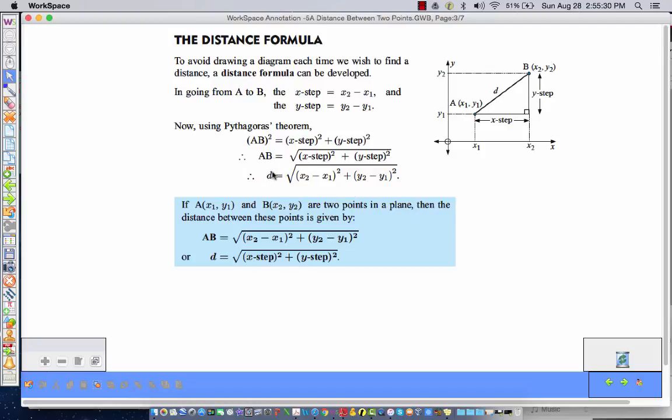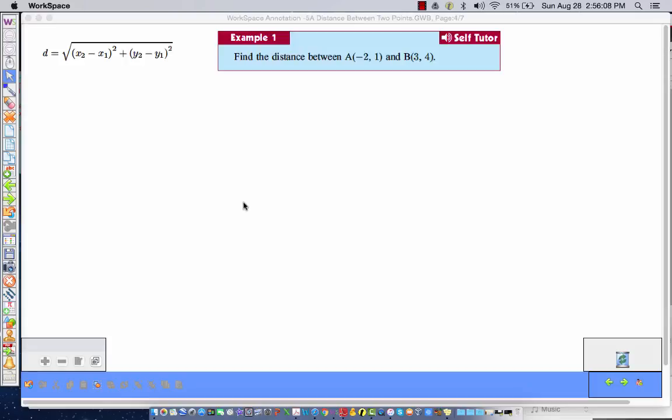I also like how they say that the distance between 2 points is the x step, in other words, the distance between the x coordinates and the difference between the y coordinates. And if you think about it, this makes perfect sense here. x2 minus x1, the distance between here to here, I can just subtract the x2 minus the x1 and I get this distance. And the y value, I can get the vertical distance or vertical length, y2 minus y1, gives me this distance here, which is the same as the height of the triangle. So let's just do a quick example with that.